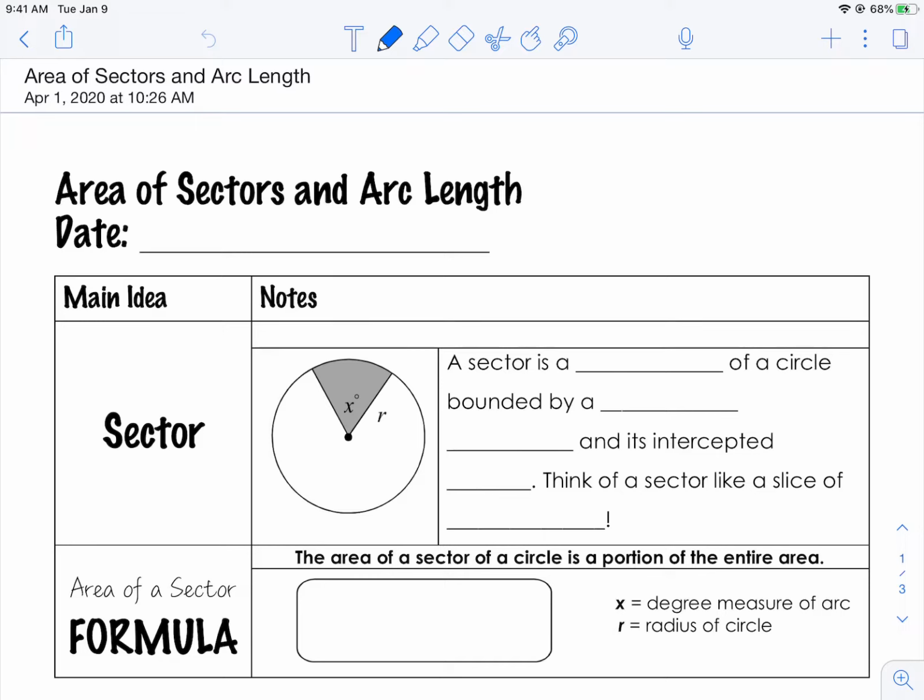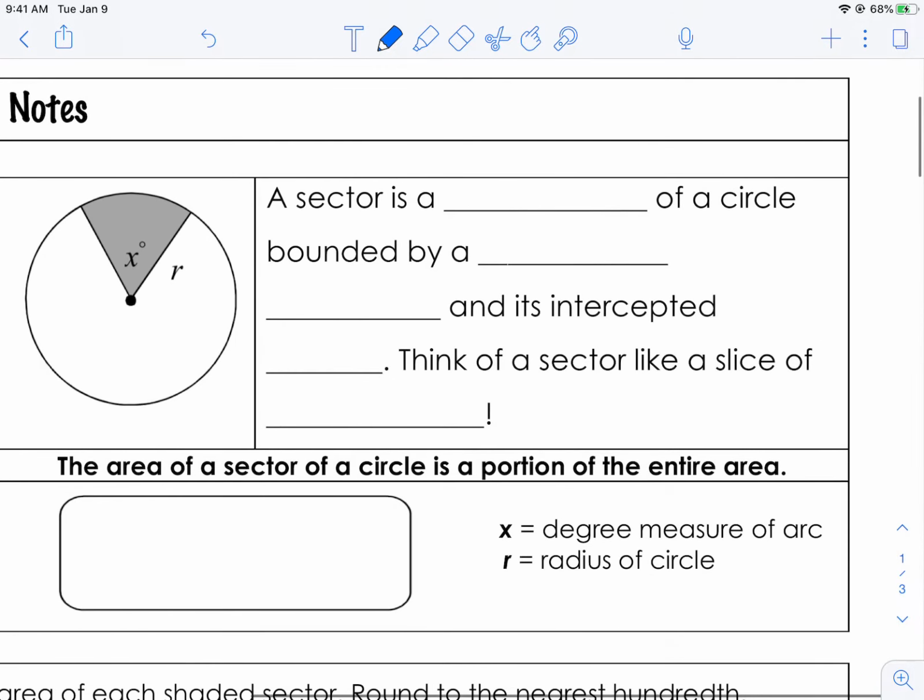All right, so today is April 9th, and we are going to be talking about area of sectors and arc length. Okay, so this goes back to circles. So we're going to start with sectors and what that is. So let's define it really quick.